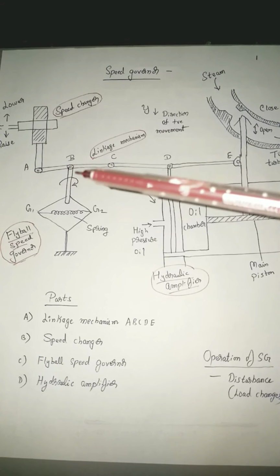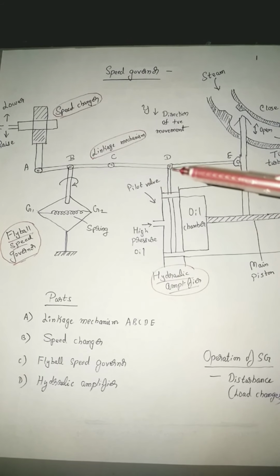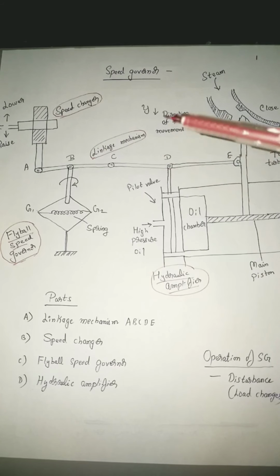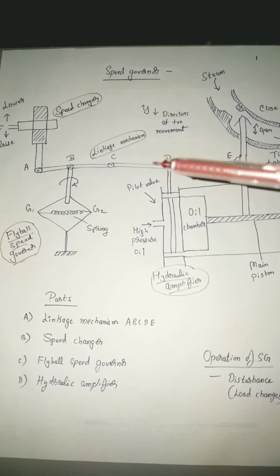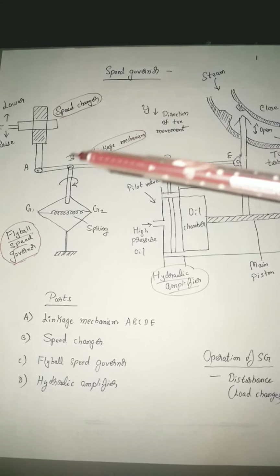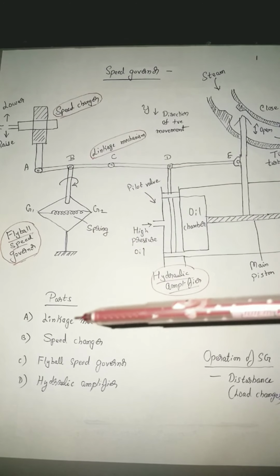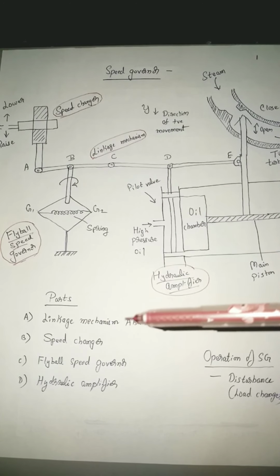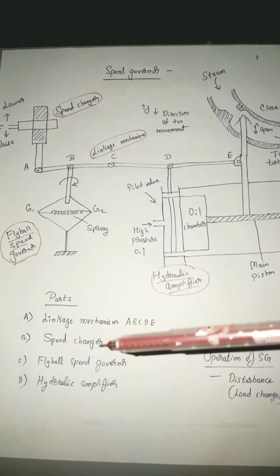But A, B and D are flexible links and they can move in upward and downward direction. So that particular metal link is basically flexible. So this is it with linkage mechanism. Next we'll see speed changer.